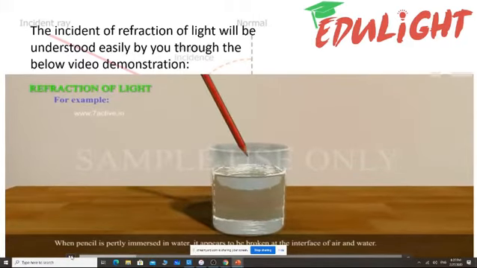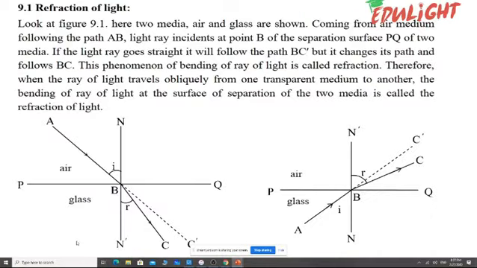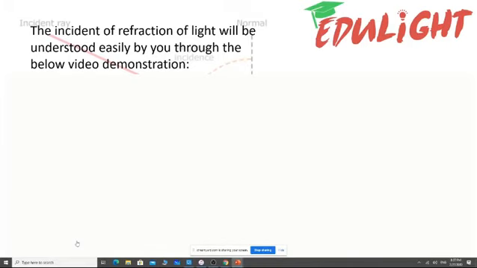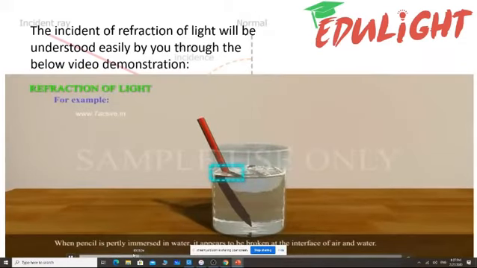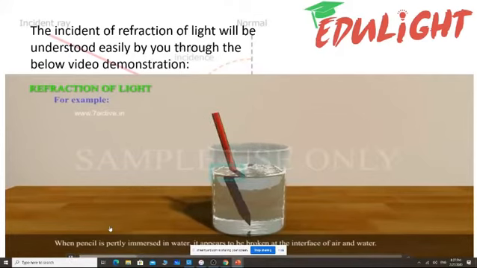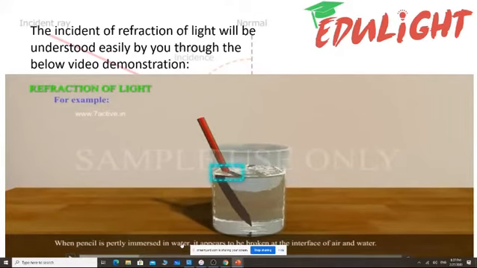When a pencil is partly immersed in water, you see that it looks broken at the interface of the air. Okay, you can see that when a pencil is immersed in water partly, not fully, half of the pencil is visible in the air and half of the pencil is visible in the water. You can see that the pencil looks larger, and at the same time it appears to be broken.